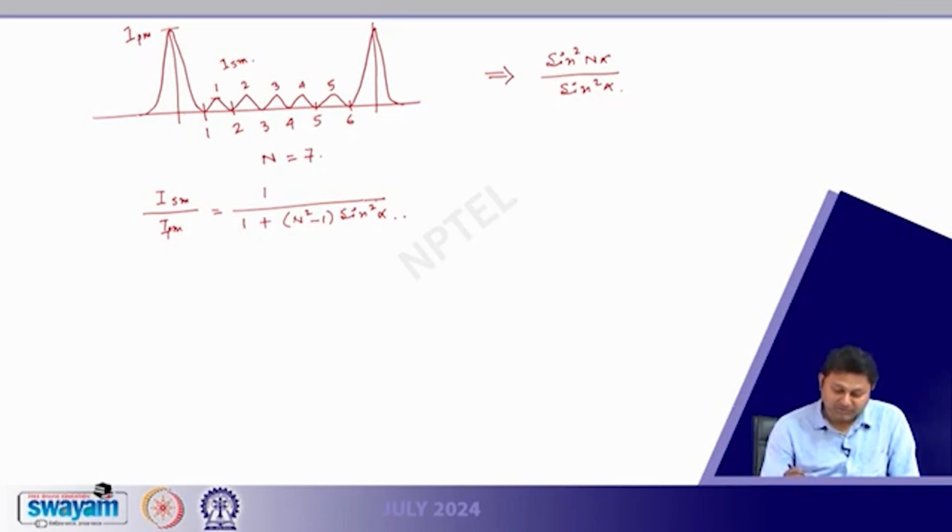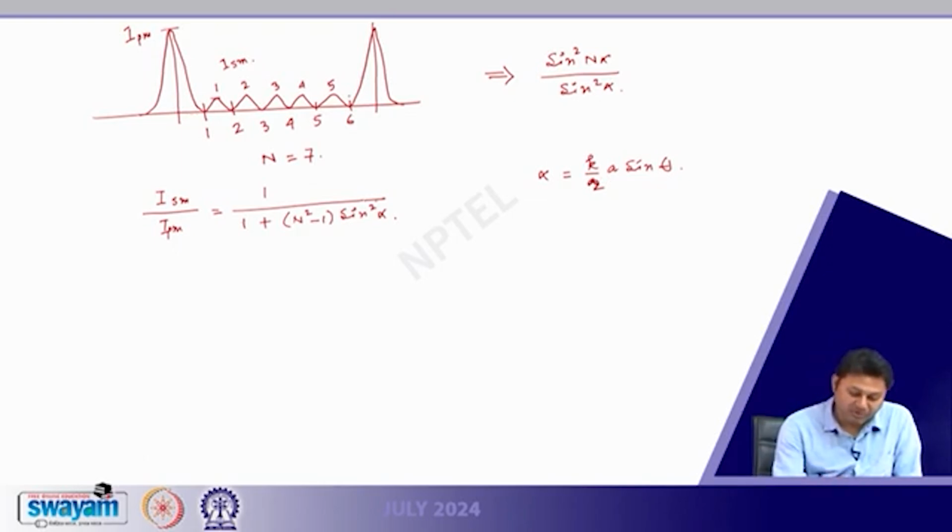Note that in the expression we have alpha, so that means this secondary maxima intensity is a function of theta as well, because alpha is k by 2 multiplied by a sine theta. That means the secondary maxima will have the effect. It will not be the same for all the cases. There will be some change, some variation, but this variation is small, so eventually it looks like the same peak.